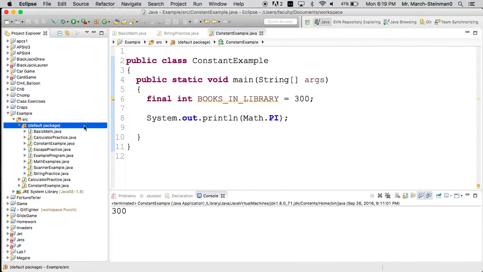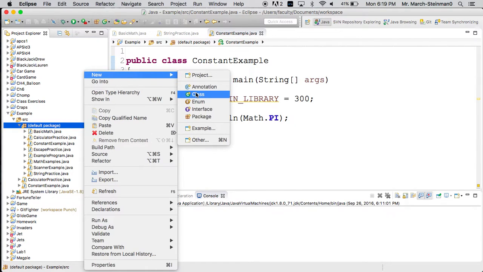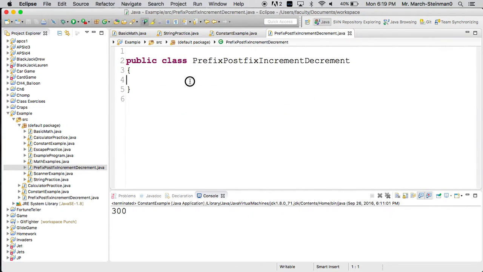Welcome back. Now is the time to look at prefix and postfix operators. Okay, so what that means is we are going to create a new class. We're going to look at prefix, postfix, increment, decrement. So big long name, relatively simple concept.